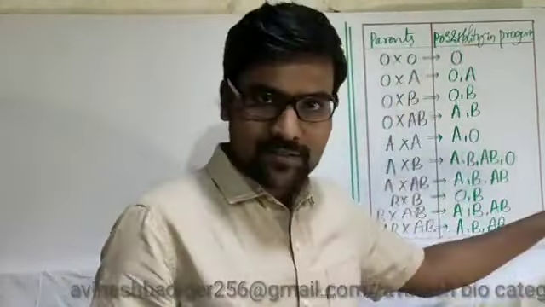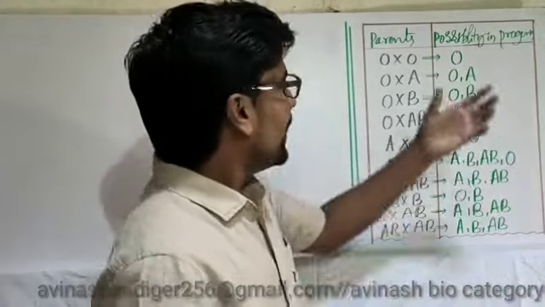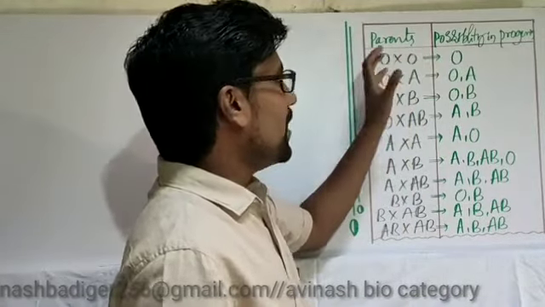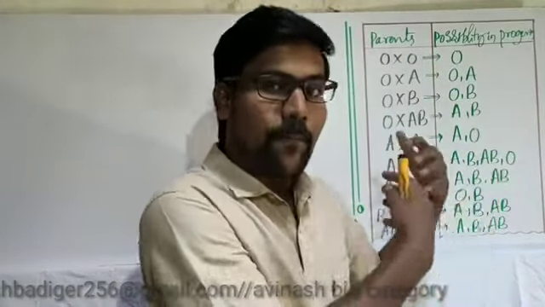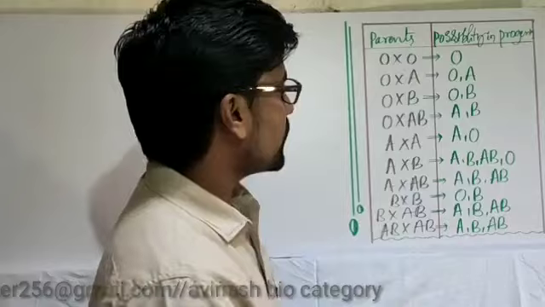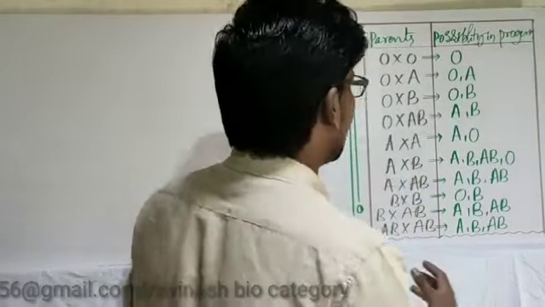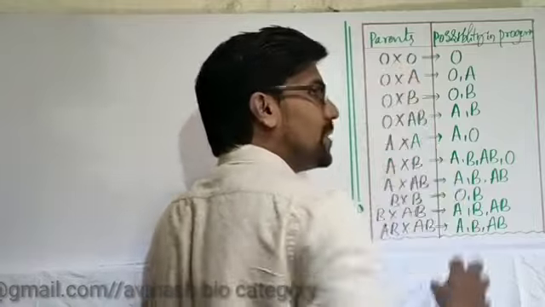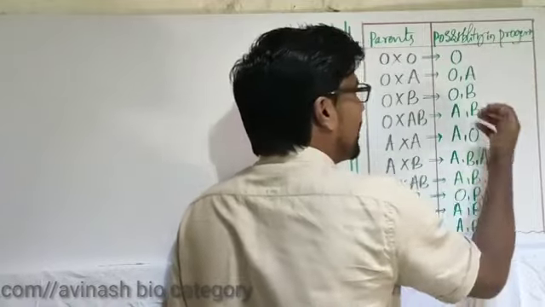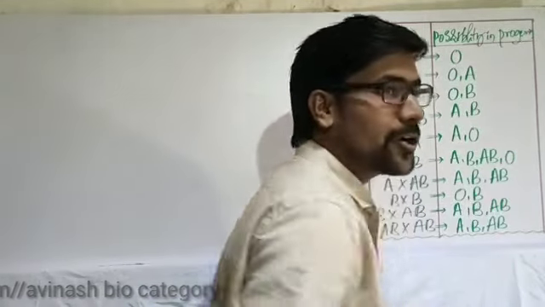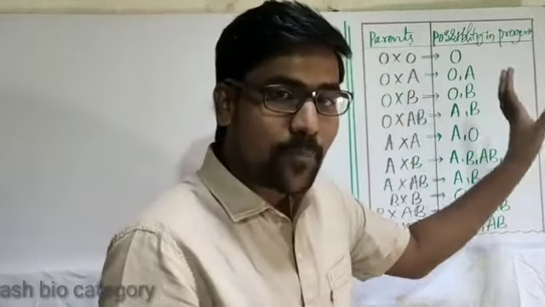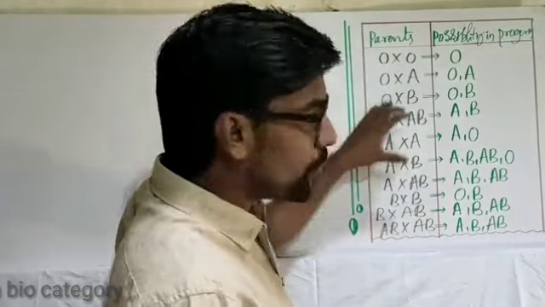I have already drawn a table. This is the continued video. This table is concerned with the blood group types of parents and the probable possible blood groups of their children. I have made two columns in this table. One column has the parents' blood groups, and the other column has the possible blood groups in their progenies, in their children. So in their children, what type of blood groups can we expect if the parents' blood groups are like this.